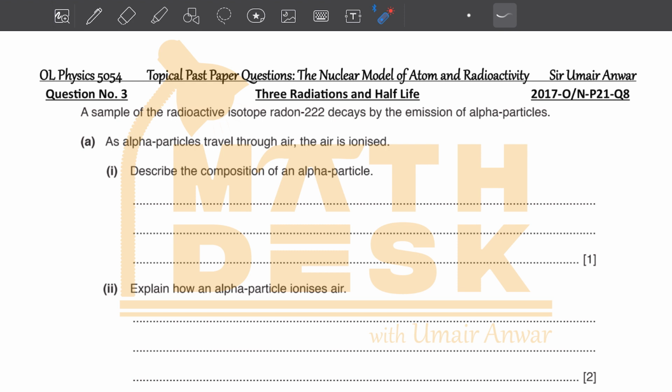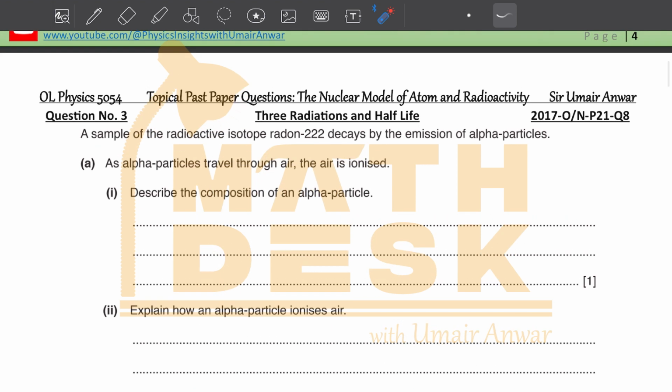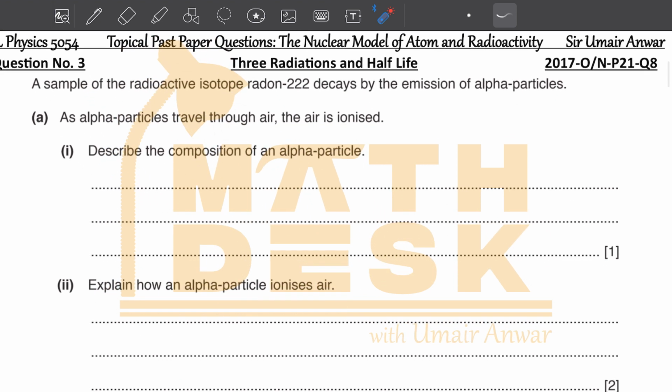question. So the question says a sample of radioactive isotope radon-222 decays by the emission of alpha particles. As alpha particles travel through air, the air is ionized. The first thing they are asking us, describe the composition of an alpha particle. So we know that alpha particles are like helium nuclei, and they are composed of two protons and two neutrons.